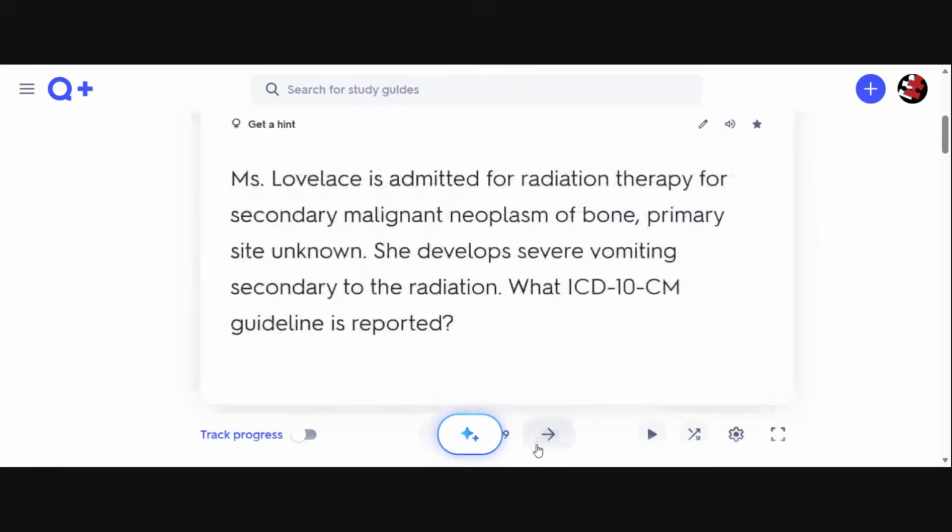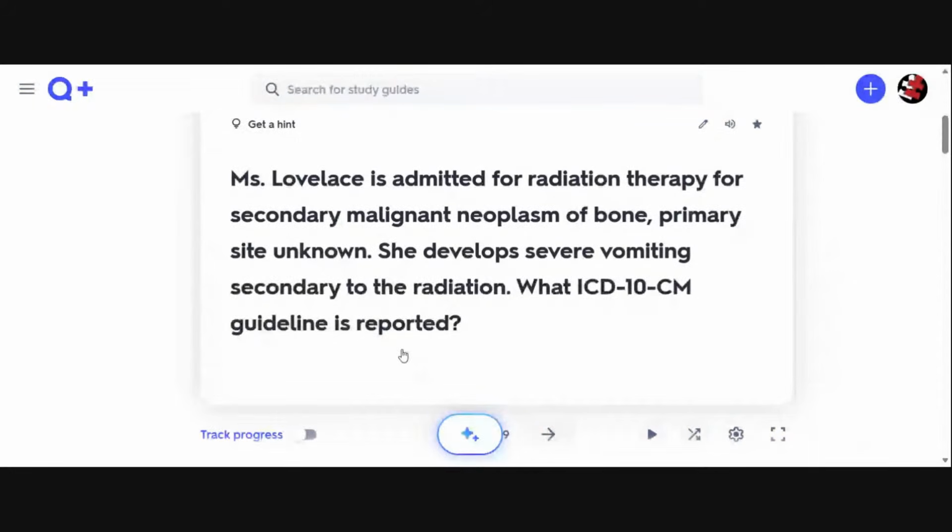And as always, now we are moving on to the guideline that we are going to be selecting. So using those keywords in the scenario, what ICD-10-CM guideline are we going to be reporting to solve this scenario? I'll give you guys a few seconds with this one, and then we'll move on to the codes.